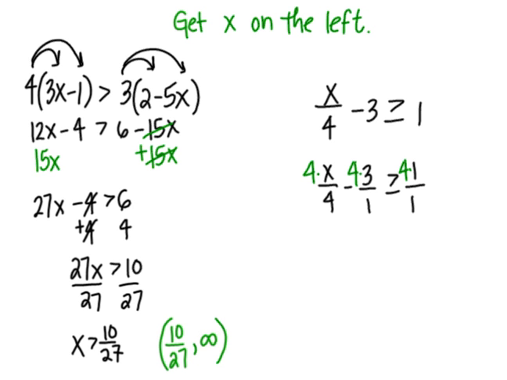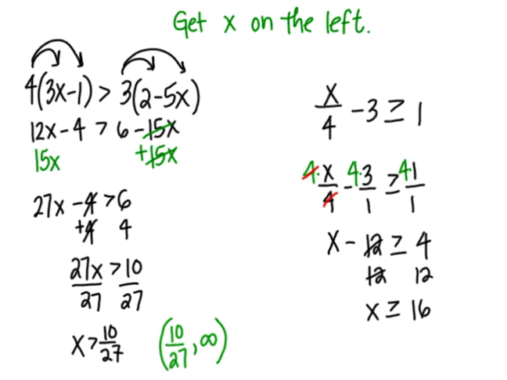In my first fraction, a 4 in the top and a 4 in the bottom cancel and leave me with an x. In my second fraction, I have 4 times 3, which is 12. That's greater than or equal to. In my last fraction, I have 4 times 1, which is 4. Now I no longer have fractions, which is great. To get the x by itself, at this point, I'm going to add 12 to both sides. And x is greater than or equal to 16.